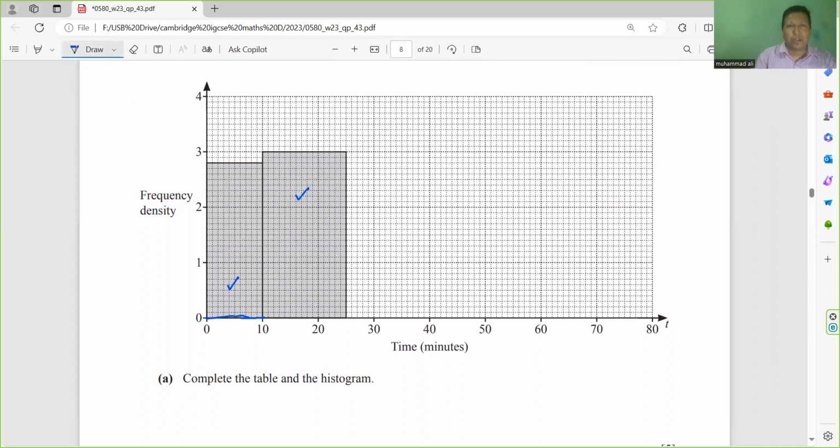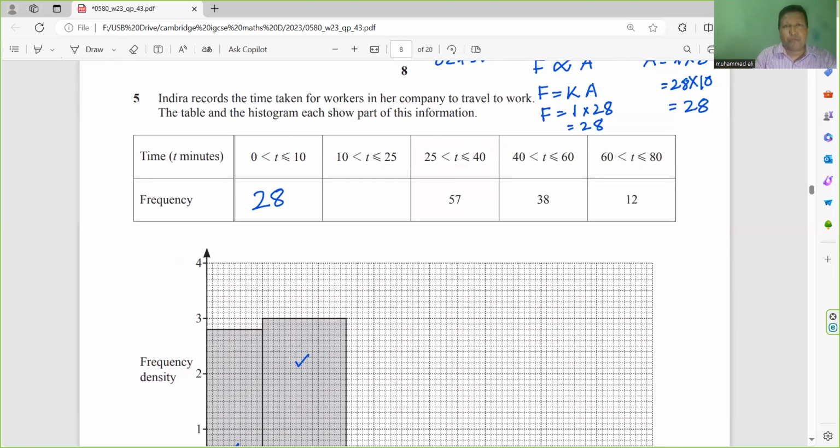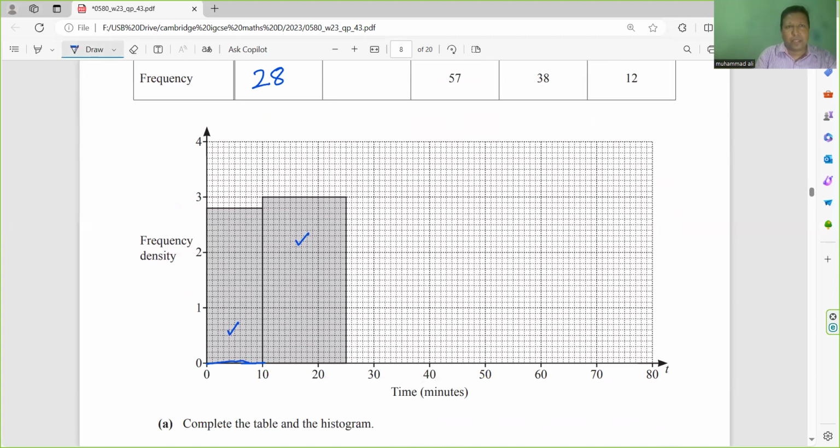Like this, for the next interval we also find the area. The breadth is 10 to 25, which is 15, and the height is 3, so the area is 45. So the frequency here is obviously 45.